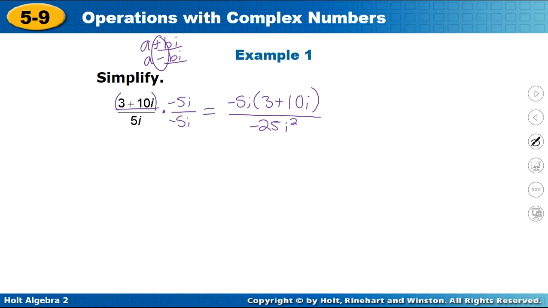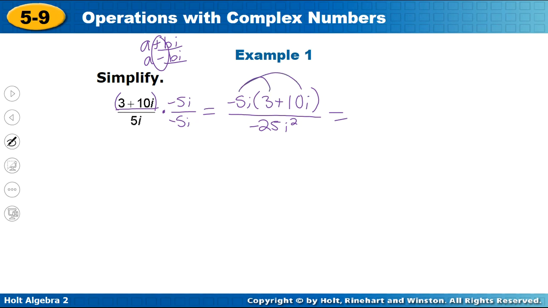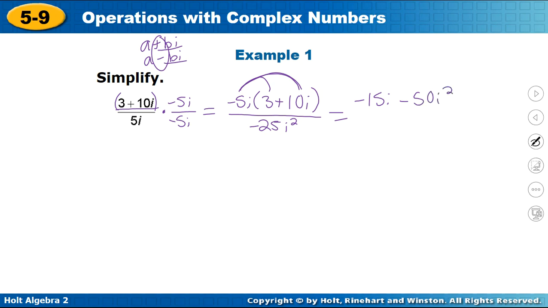Again, something we will be able to simplify a little bit more in our next step. So our next step, let's go ahead and distribute the numerator, multiply these out. Negative 5i times 3 is negative 15i. Negative 5i times 10i is negative 50i squared. And then this is all divided by negative 25i squared. But let's go ahead and simplify this as well.